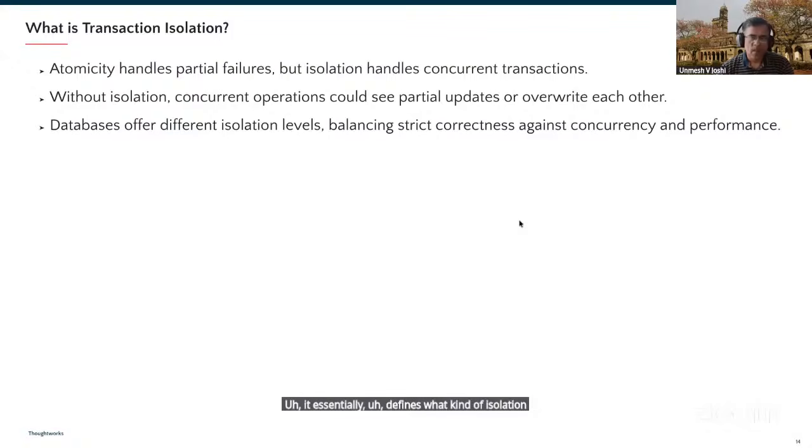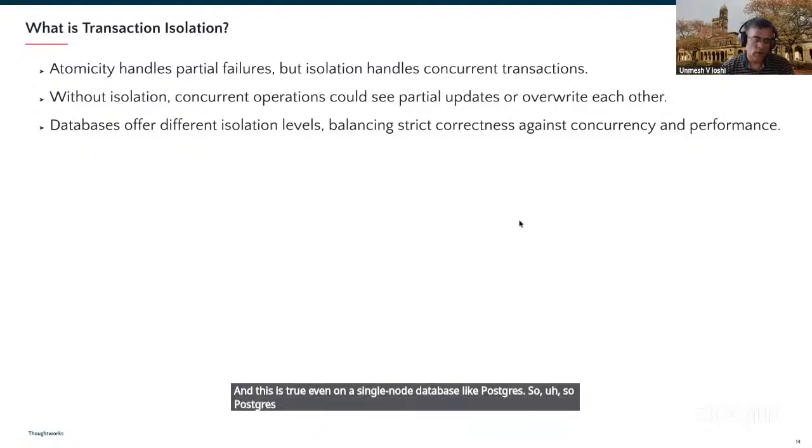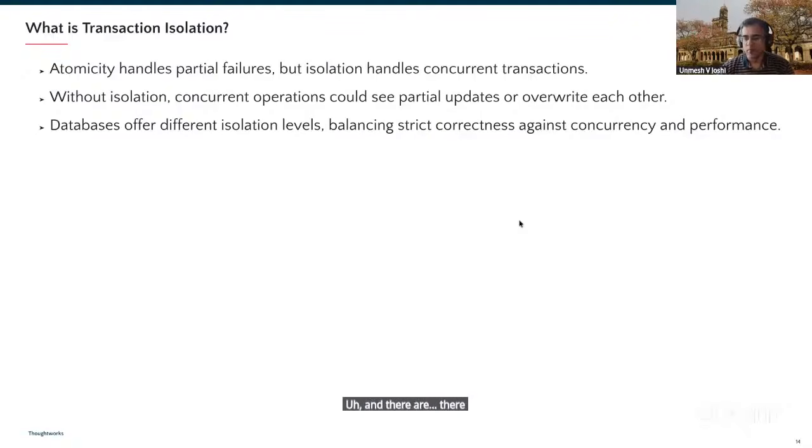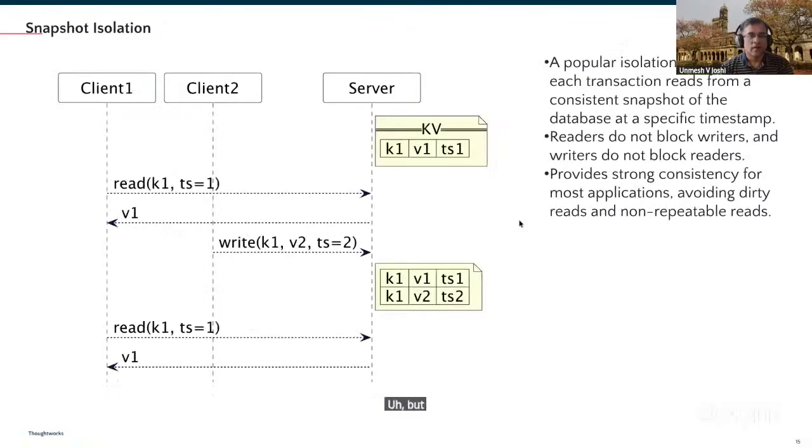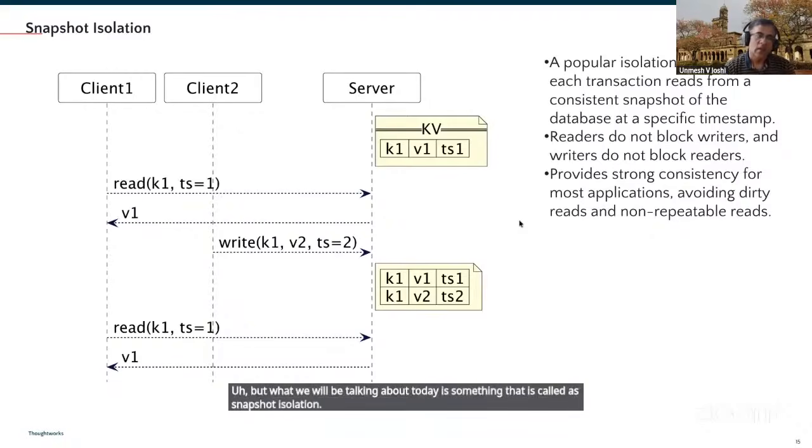isolation guarantees you have, and this is true even on a single node database like Postgres. So Postgres, Oracle, you know that they support different transaction isolation levels, and there are many transaction isolation levels, and they can get very confusing to some extent. But what we will be talking about today is something that is called snapshot isolation.